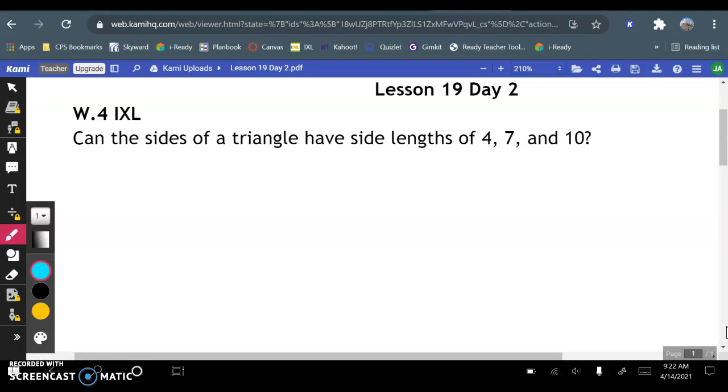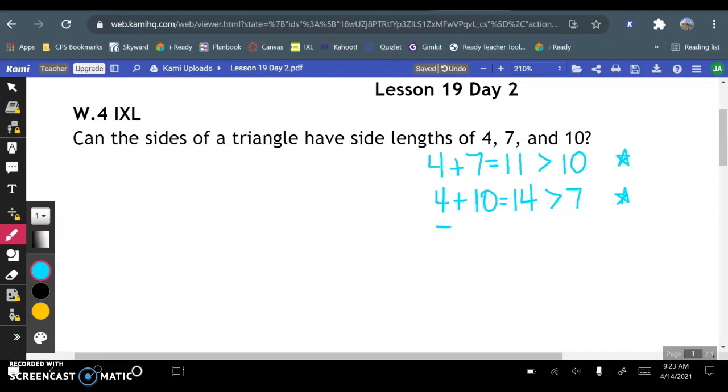So if you pair two of the side lengths together and you add them together, you have to have a number that's greater than the third side. So for instance, if I did 4 plus 7, that is 11. Since I used 4 and 7, 11 has to be greater than 10. And that is true. That works. That's good. And then if I pair 4 with 10, 4 plus 10 is equal to 14. And 14 is greater than 7, my third side, so that's good.